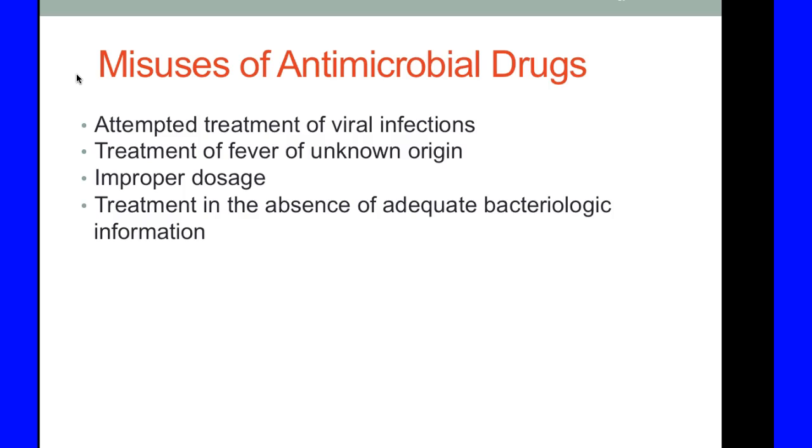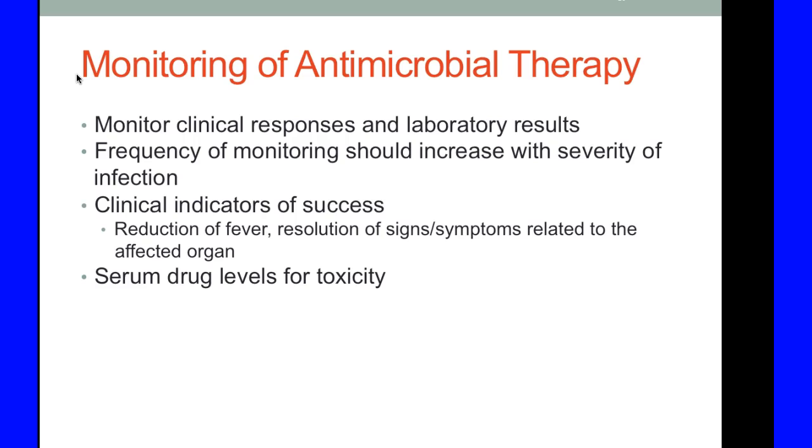Okay, misuses. Treatment of viral infections. This again is going back to overprescribing. Treatment of fever of unknown origin. We don't know why they have the fever. Could be a virus, but we have no idea. And then you just give an antibiotic. Let's see if it goes away. Not giving the right dosage, and treatment in the absence of adequate bacteriologic information. Like your UTI, and we don't know what bug we're treating. We're just treating a UTI.